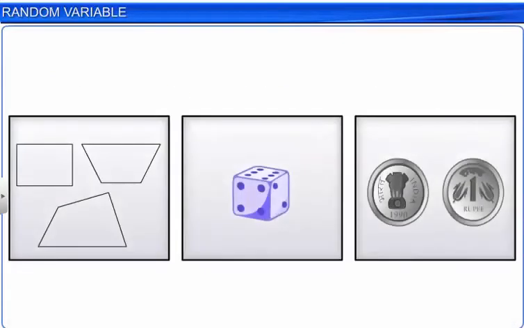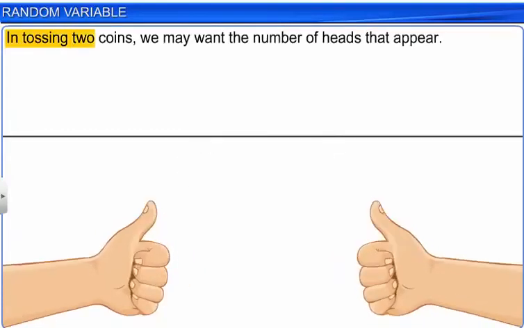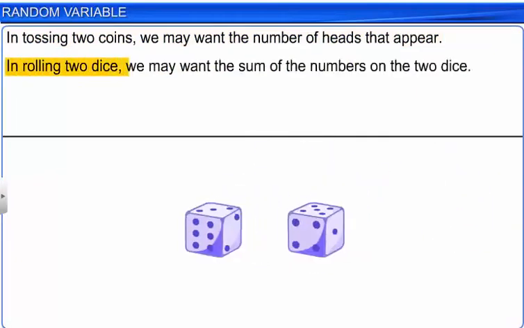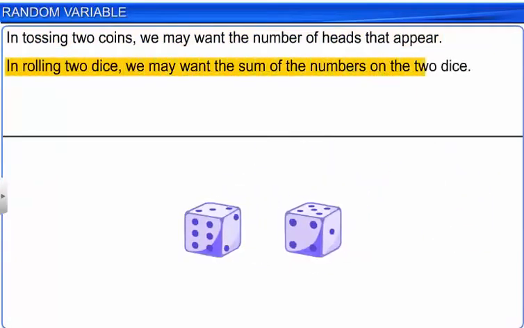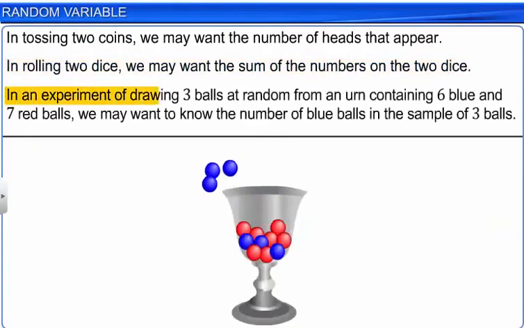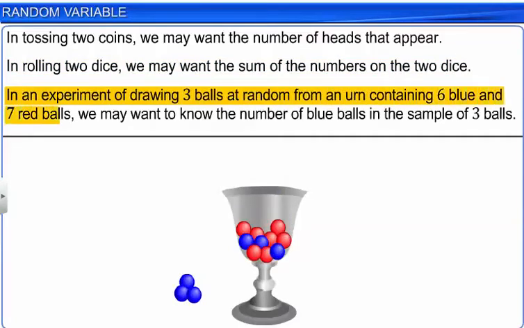Many times, we want to know how many times an outcome occurs in an experiment. For example, in tossing 2 coins, we may want the number of heads that appear. In rolling 2 dice, we may want the sum of the numbers on the 2 dice. In an experiment of drawing 3 balls at random from an urn containing 6 blue and 7 red balls, we may want to know the number of blue balls in the sample of 3 balls.